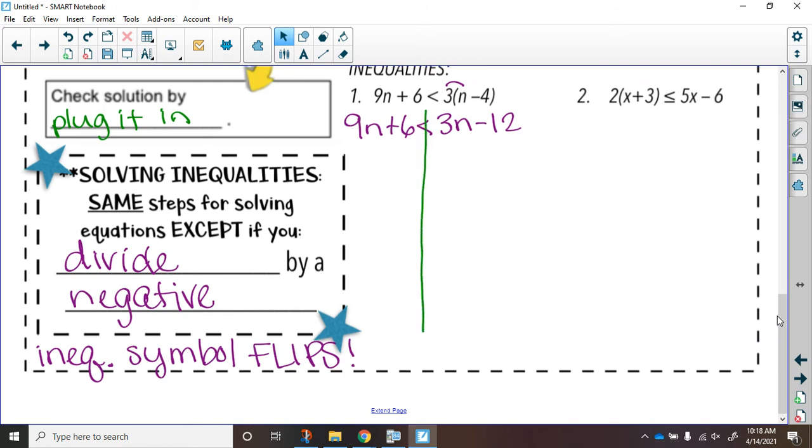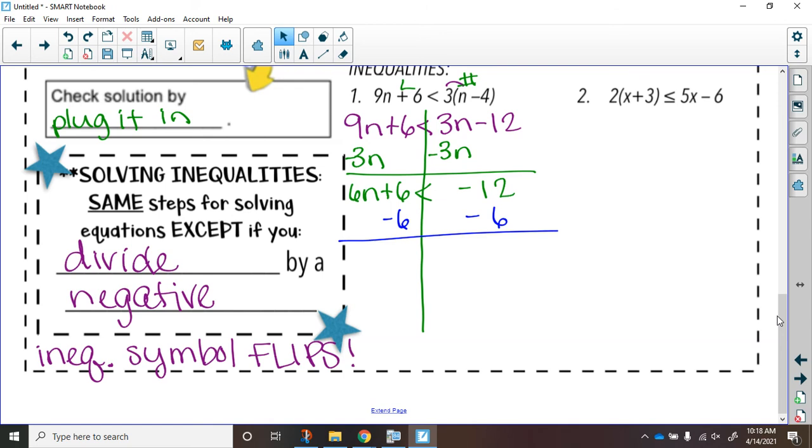So again, I still want my letters on the left, numbers on the right. So I'm going to start off by subtracting 3n from both sides. This leaves us with 6n plus 6 less than negative 12. Move our numbers to the right, so subtract 6 from both sides, and we're left with 6n less than negative 18.